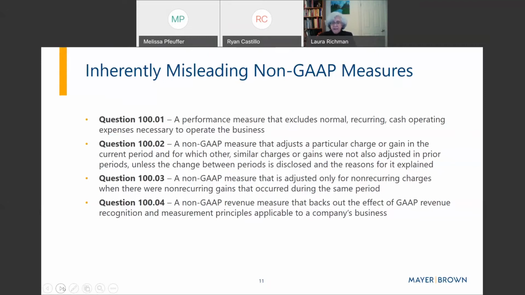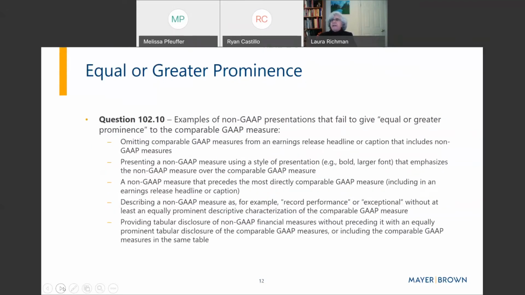Slide 12, please. Prominence is another point that the staff has placed paramount importance on. And one of the things I want to emphasize from this slide is that the staff looks at your earnings releases as well as your SEC filings. So one issue of prominence is putting a reference to a non-GAAP measure in the bullet points or the captions at the head of the press release, and not giving the comparable GAAP measure.